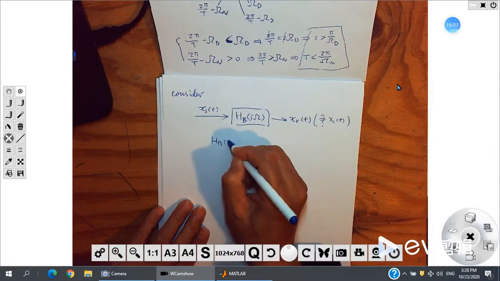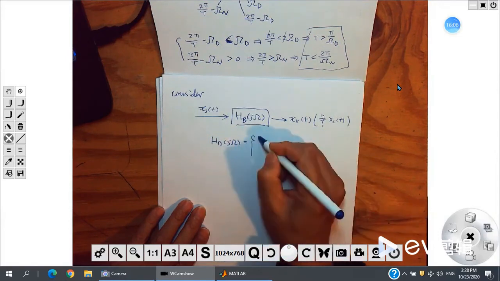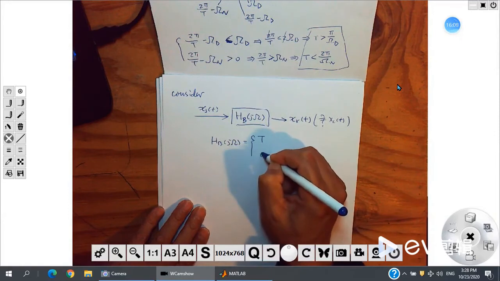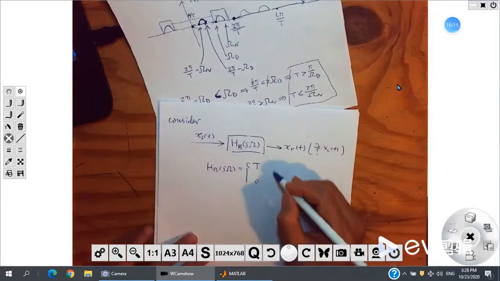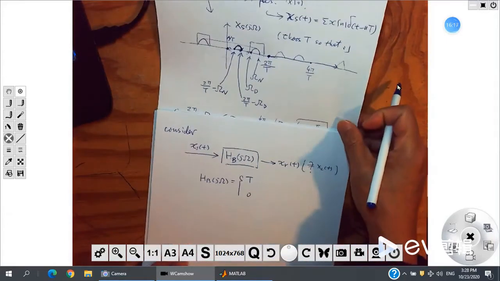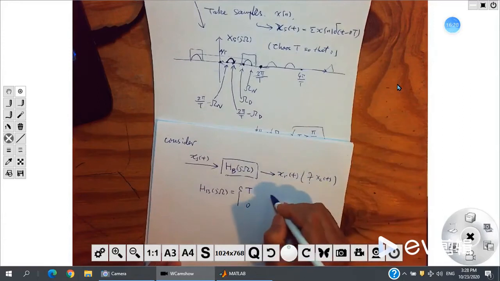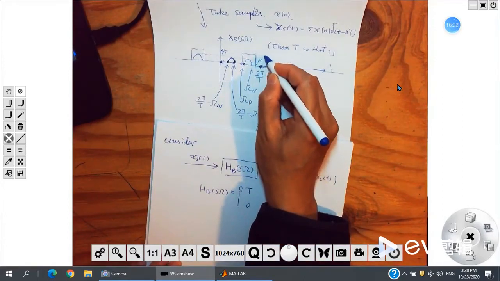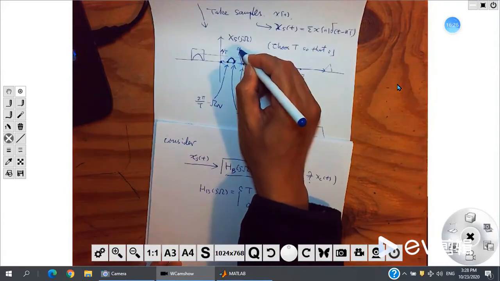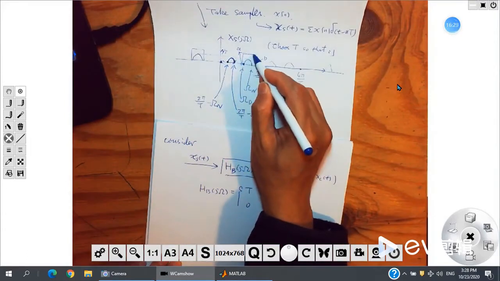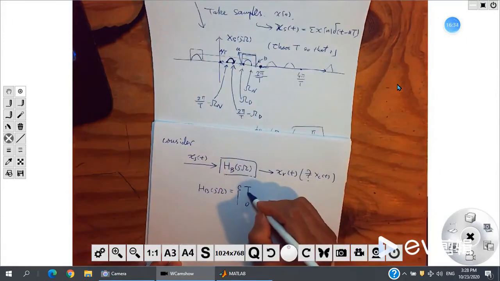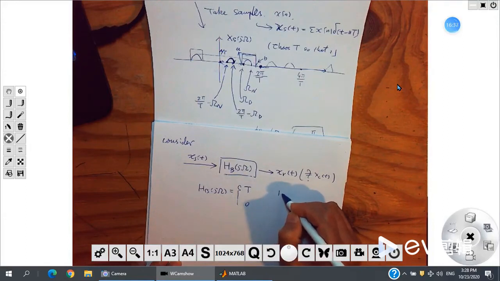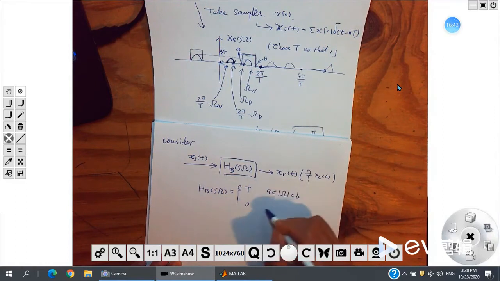H_B of j omega equals, the value will be T or 0. Which part should be T? I want this part to be T, right? Suppose this point is B, this point is A. So from A to B it will be this value. I want to restore, so here should be T. And here I want the absolute value of omega smaller than B and larger than A, and 0 otherwise.